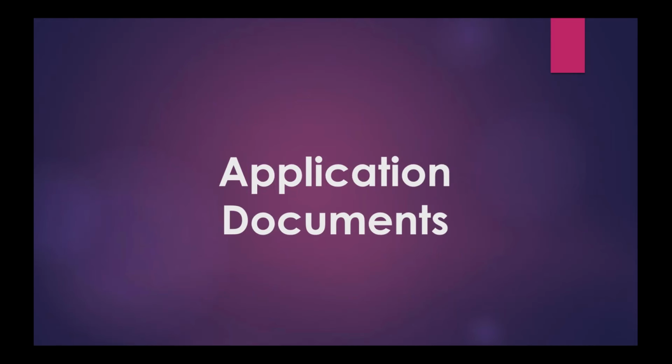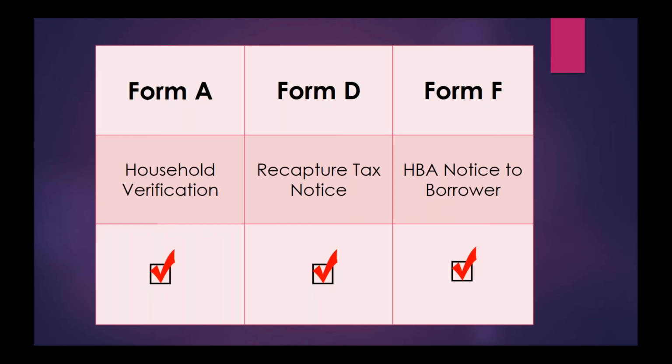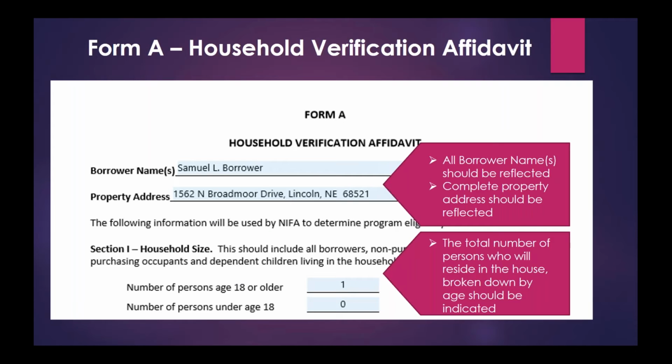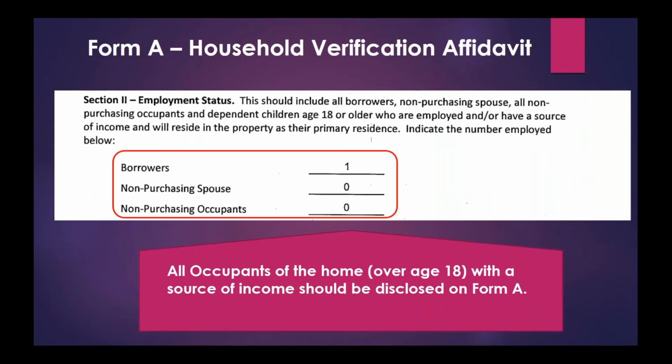First, I will be covering the application documents, which consist of Form A, Form D, and Form F. Form A is the household verification affidavit. You'll complete the borrower's name, the full property address, and then the household size. In section 1, the top line is anyone over the age of 18, and the next line is anyone over the age of 18 that will be residing in the subject property.